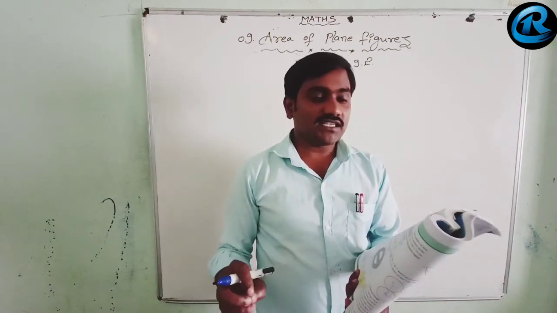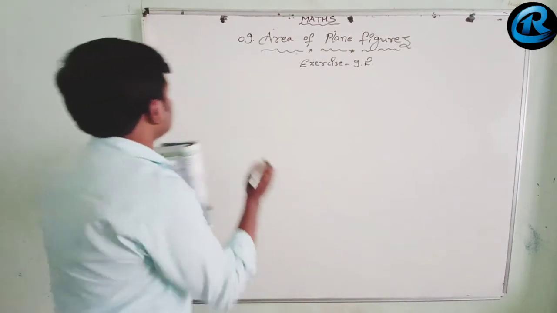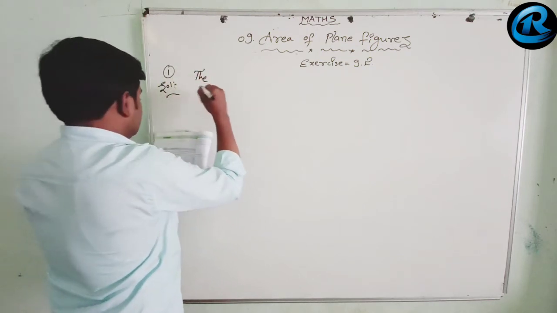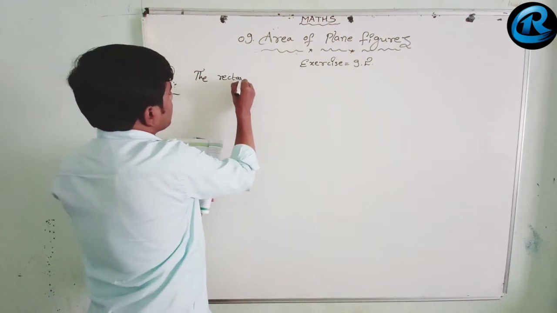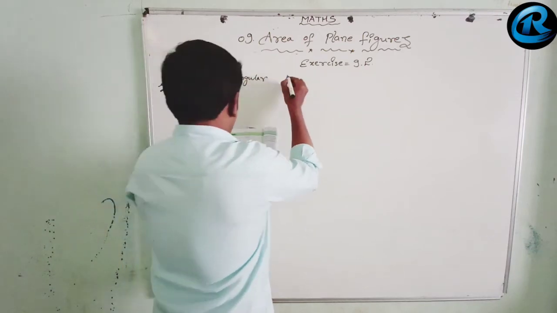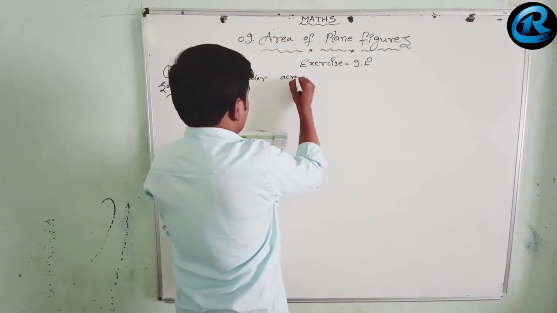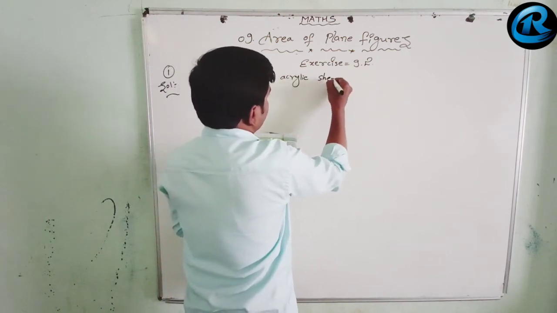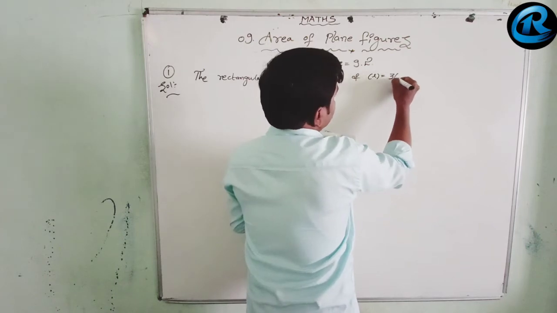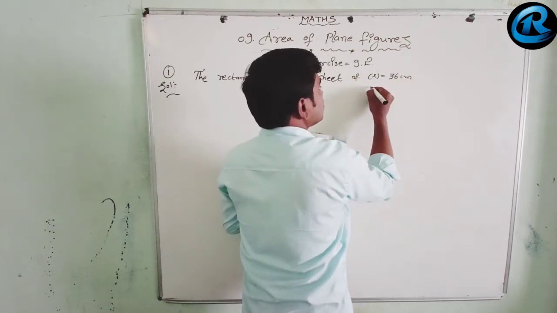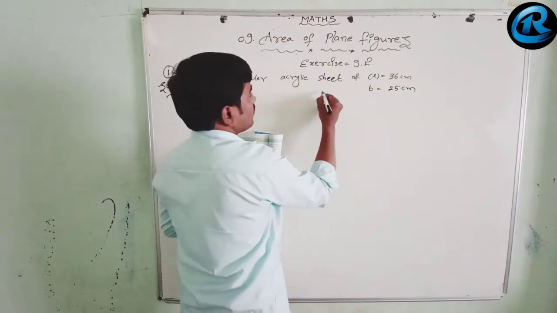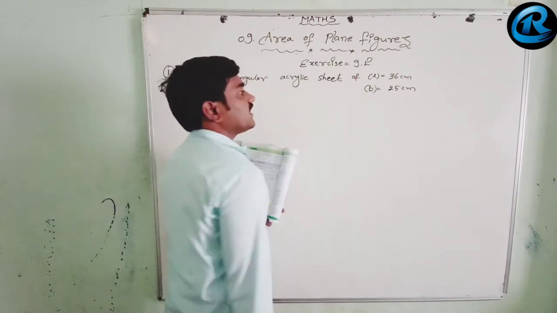The acrylic sheet is 36 centimeters by 25 centimeters. A rectangular acrylic sheet of length L equal to 36 centimeters and breadth B equal to 25 centimeters. Here the length and breadth are given.